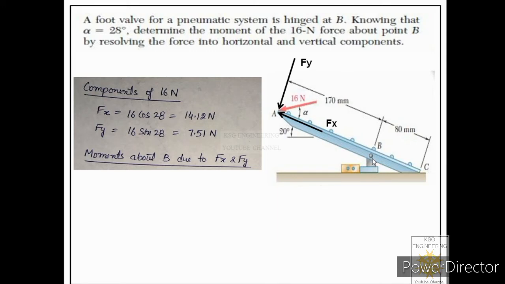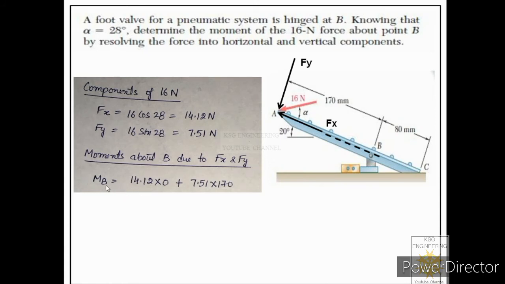Then we will see the nature of that moment. Now you see, if we have to find the shortest path of this vector in order to move towards moment center, then that path will be this path. So in this process, it will generate what? It will generate anti-clockwise movement. So moment because of this component will be anti-clockwise and we'll consider that as positive. So let us see this in calculations.